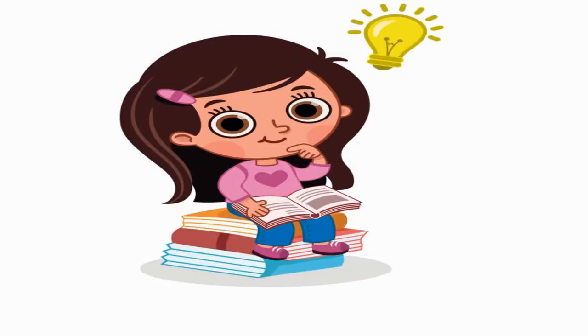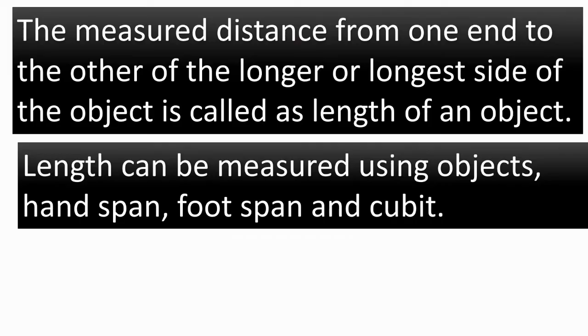Let us do a quick recap of what we have learned today. The measured distance from one end to another of the longer or longest side of the object is called the length of an object. Length can be measured using objects, hand span, foot span and cubit.